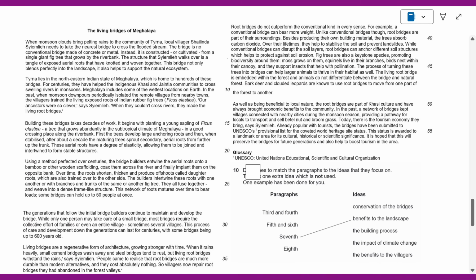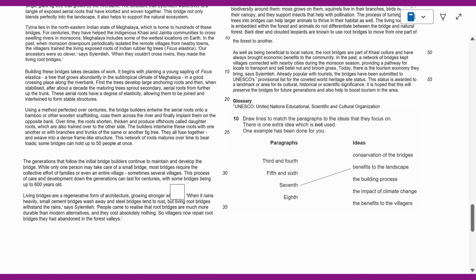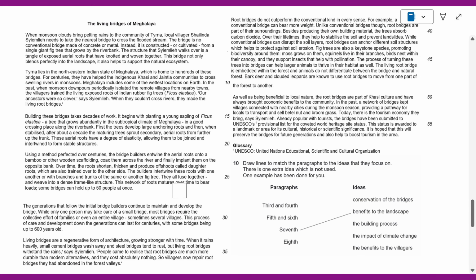Okay guys, now we are in question 10. Draw lines to match the paragraph to the ideas that they focus on. There is one extra idea which is not used. One example has been done for you. Paragraph 7 is benefits to the landscape. So 1, 2, 3, 4, 5, 6, 7 and 8. There are 8 paragraphs altogether. So now we just have to check it out.